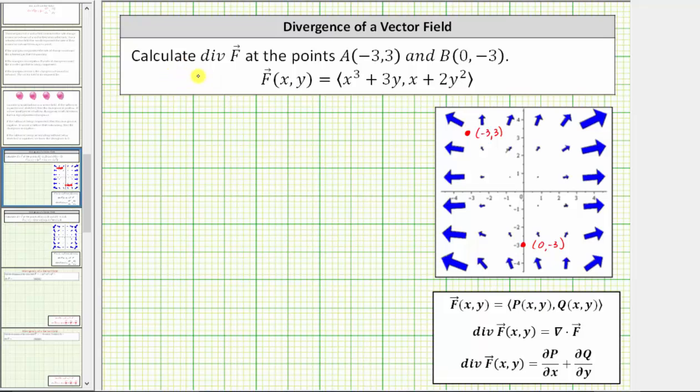We're asked to calculate the divergence of the vector field F at the points (-3, 3) and (0, -3). Let's first review the meaning of the divergence of a vector field.